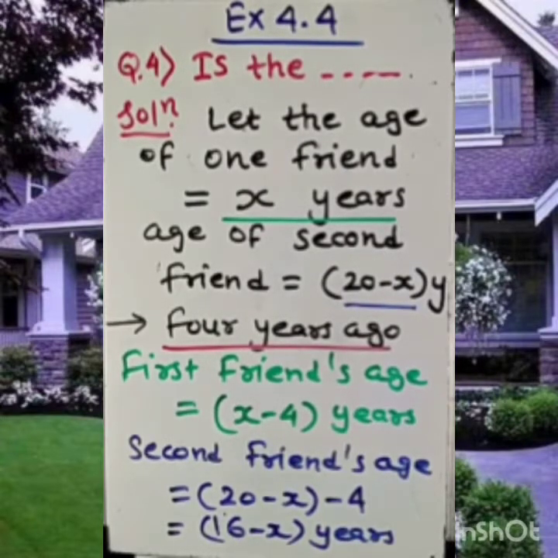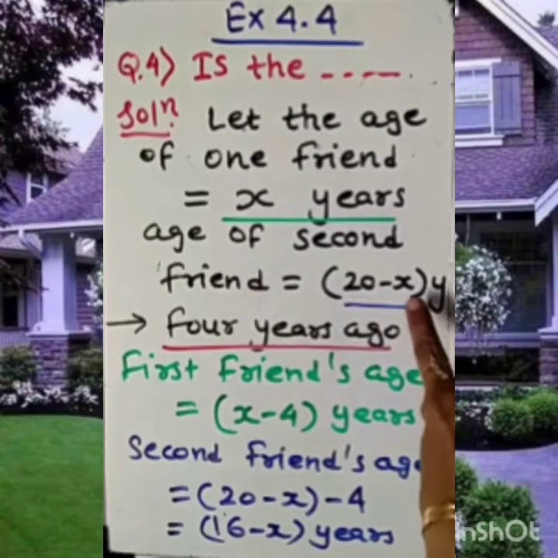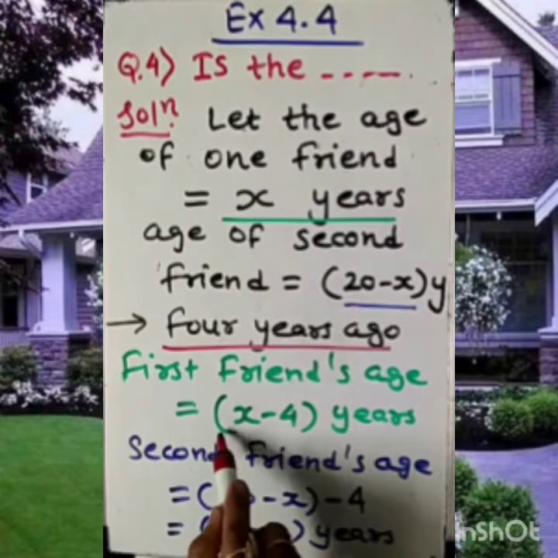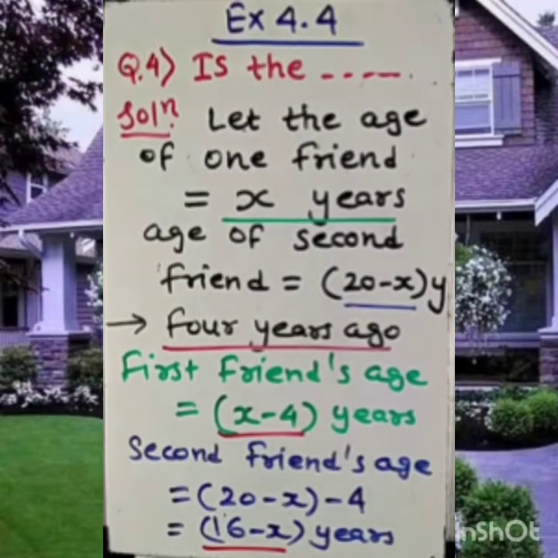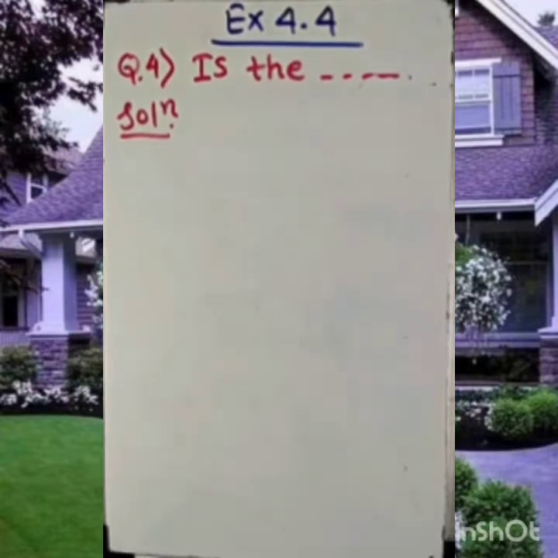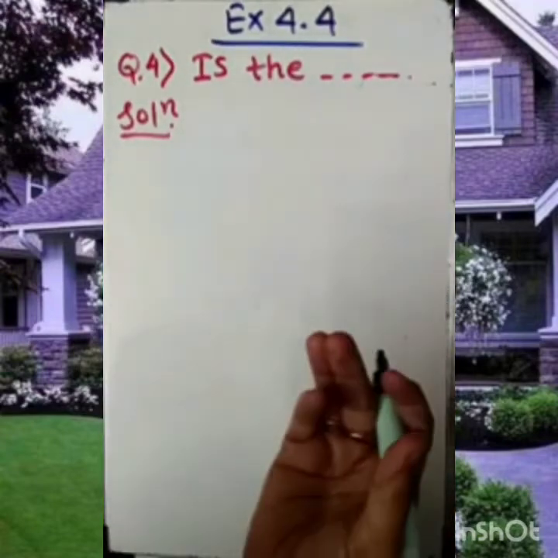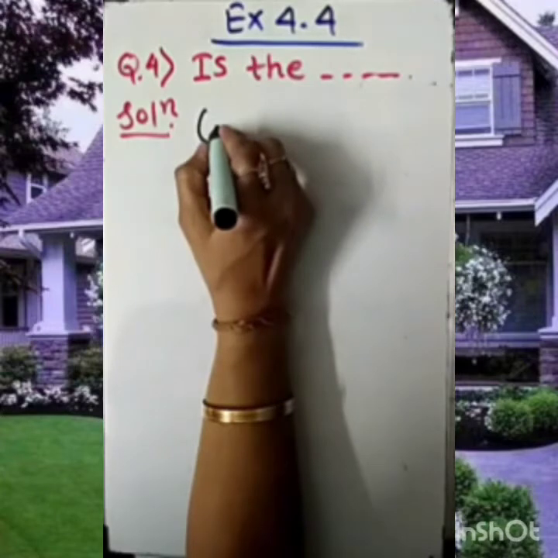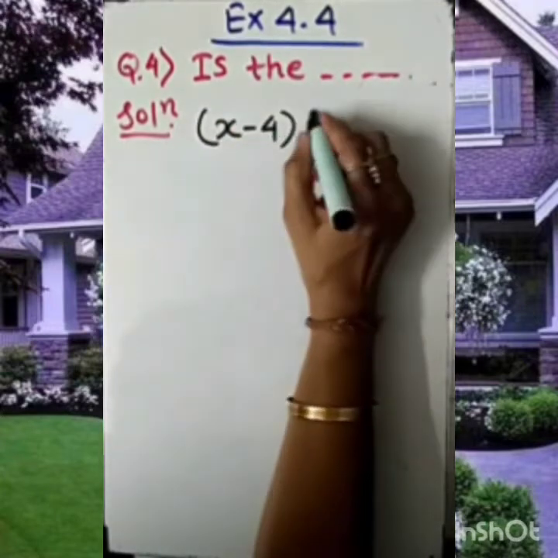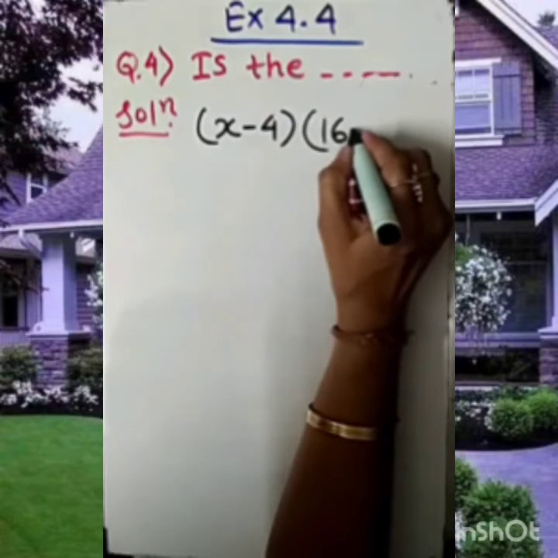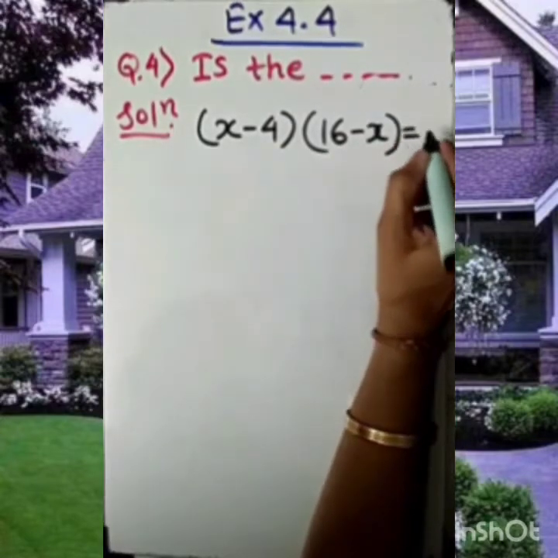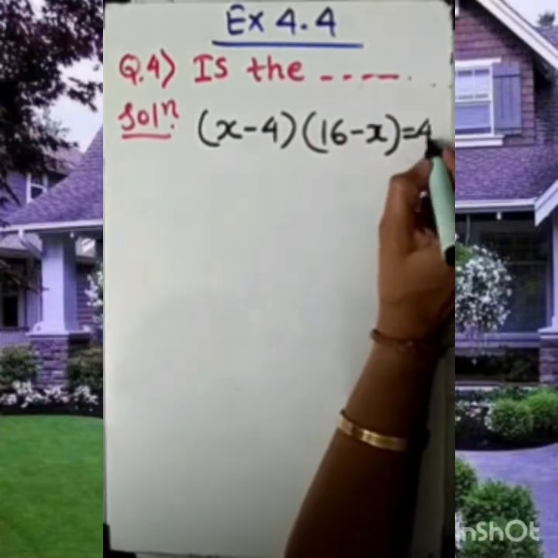Okay. Now, what are we given in the next line? Keep in mind that x minus 4 and 16 minus x are the ages of both of the friends before 4 years. So dear student, here we are given the product of their ages is 48. The first friend's age 4 years back was x minus 4, the second friend's age was 16 minus x, and the product of both of their ages is 48.